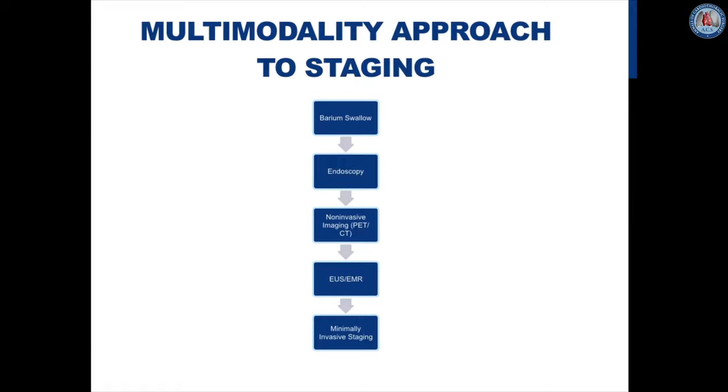Endoscopy is useful for visualization of the lesion within the esophagus. Non-invasive imaging techniques like PET and CT are also helpful to assess the local spread of disease as well as distant metastases. Additional endoscopic methods, such as EUS, are used to assess the T stage, giving detailed info about the esophageal wall as well as nodal status.